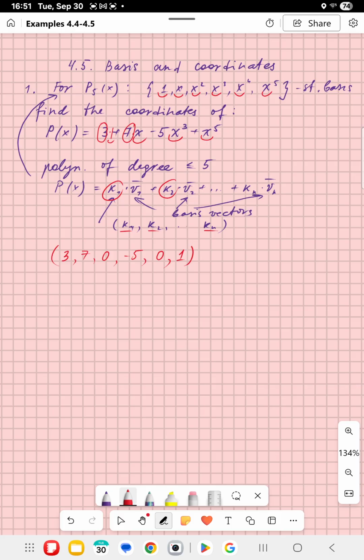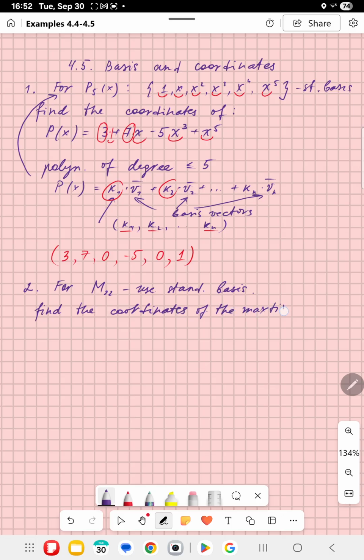Okay, now let's try a different problem, a different vector space. Imagine that we have a space of 2 by 2 matrices. For the space of 2 by 2 matrices, use the standard basis and find the coordinates for the matrix A equals -3, -2, 0, and 1.